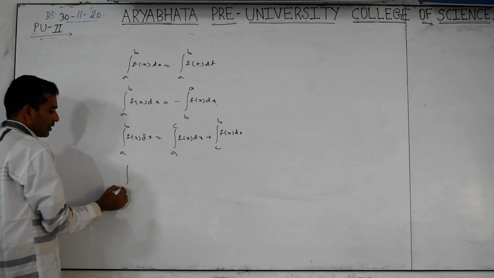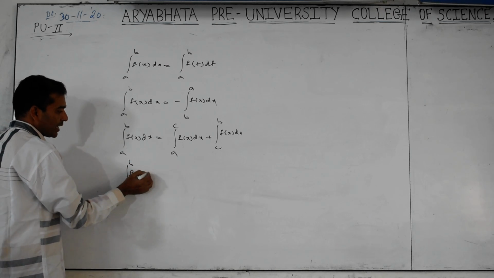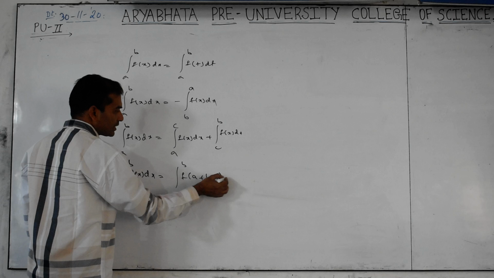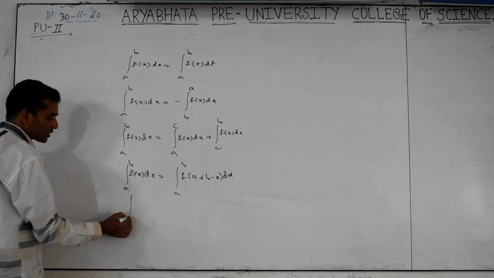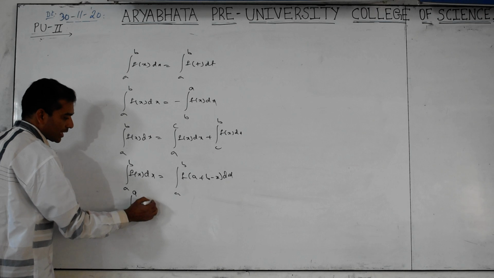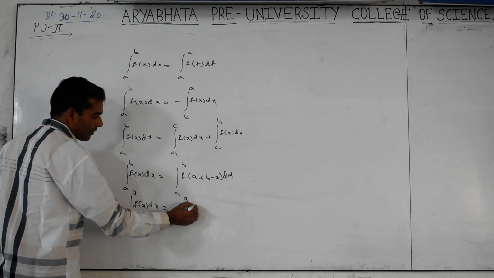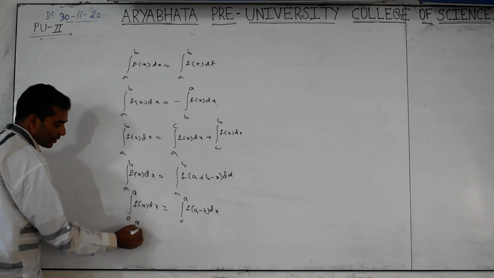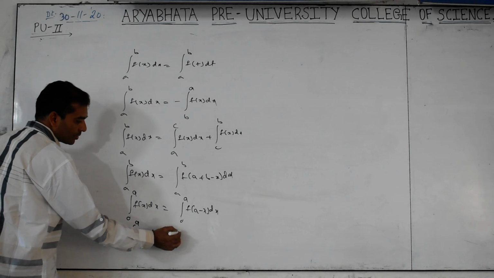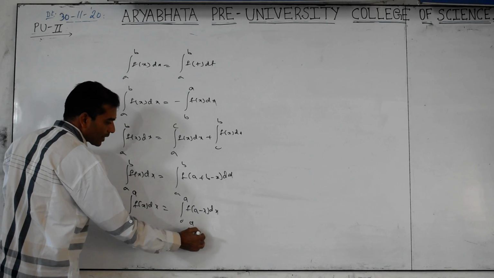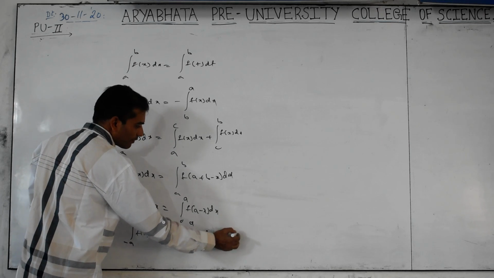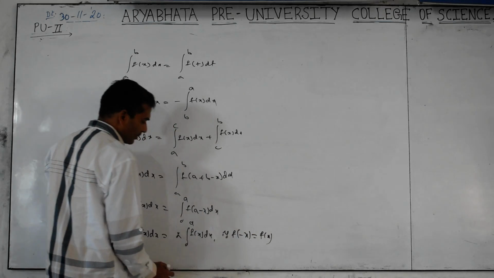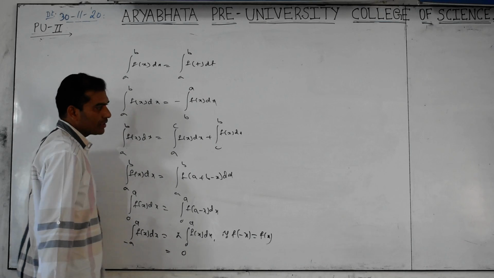Integration of a to b f of x dx equal to integration of a to b f of a plus b minus x dx. Integration of 0 to a f of x dx equal to 0 to a f of a minus x dx. Next, integration of minus a to a f of x dx equal to 2 into 0 to a f of x dx, if f of x is even, so f of minus x equal to f of x. If f is an odd function, the value becomes 0.